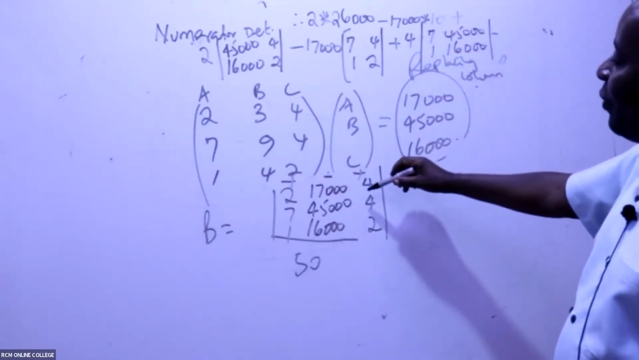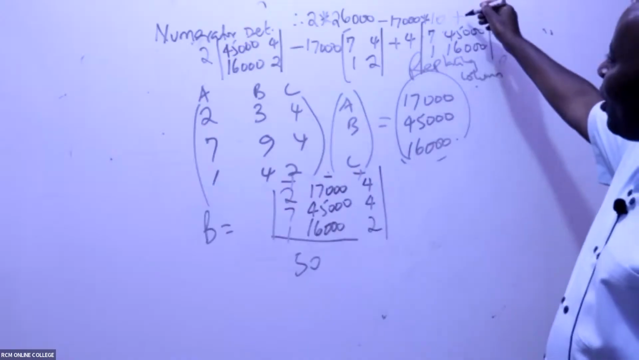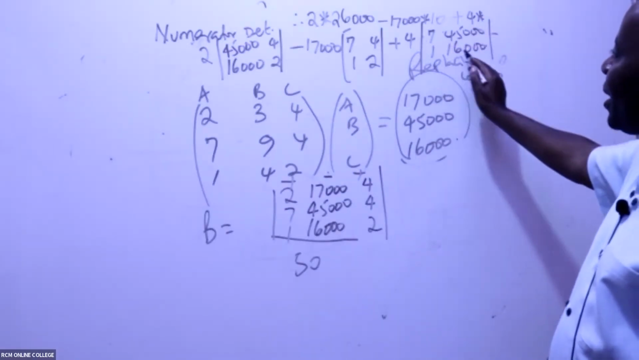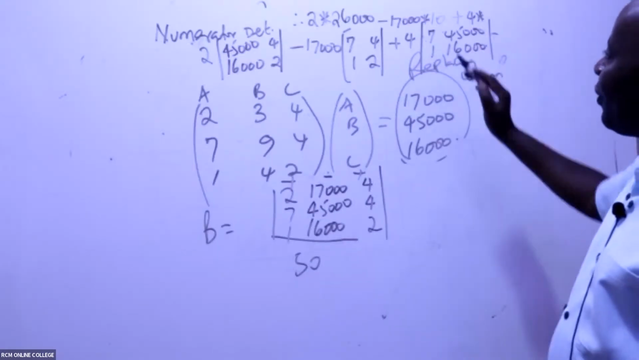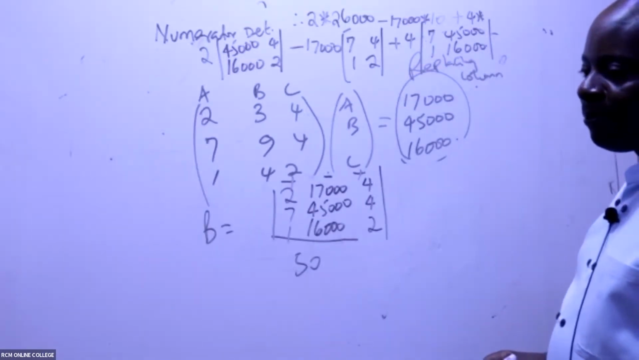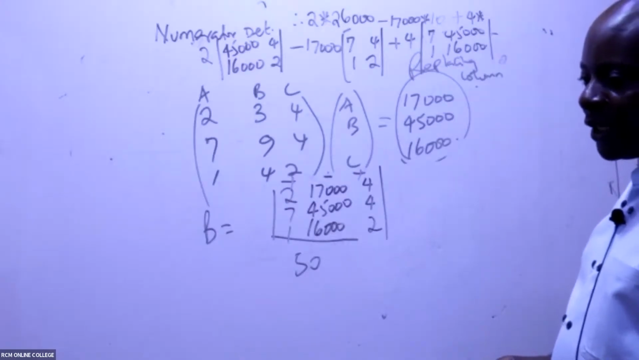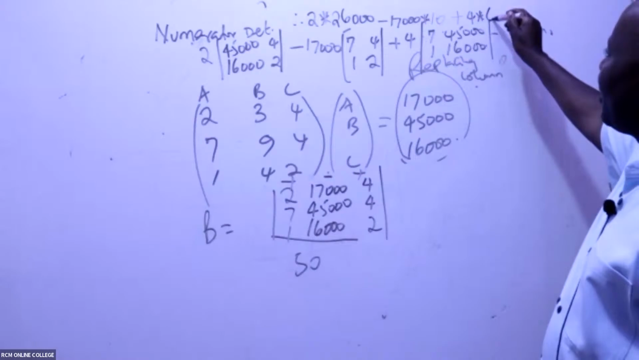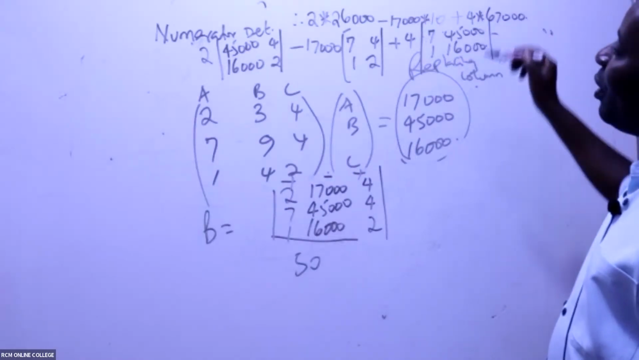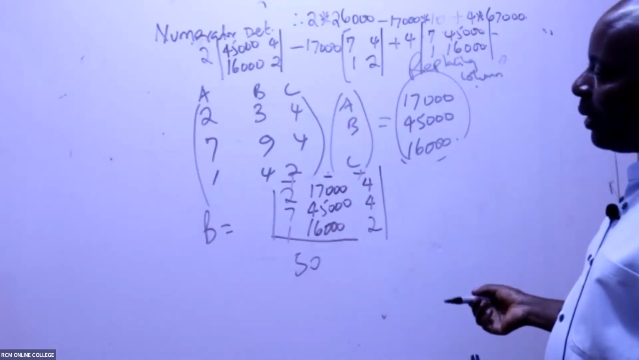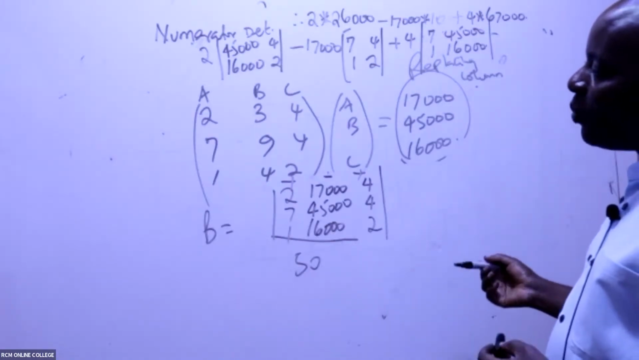Plus, we have in this case the 4. So 4 times, what is this? 7 times 16,000 minus 1 times 45,000. They're giving me a figure of 67,000, right? 67,000. So then are you able to give me the final answer there as the numerator of this determinant? Determinant of the numerator, I mean.